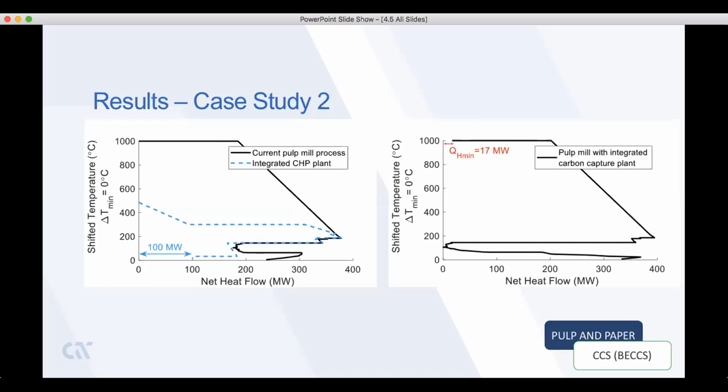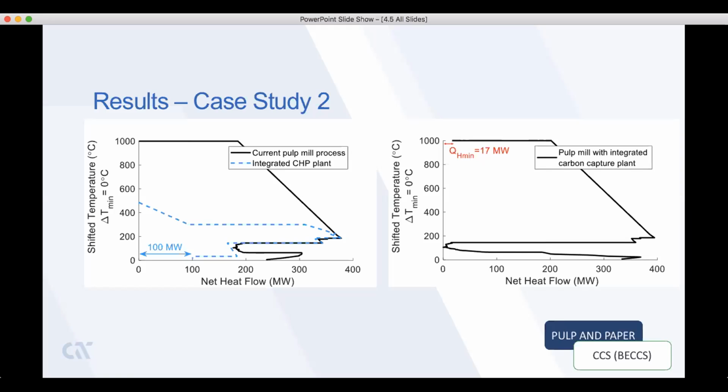Moving on to case study 2, this slide illustrates the GCCs of the existing pulp process on the left and the process after integration of a carbon capture plant to the right. In the existing process, the process-related combustion of black liquor could theoretically cover the entire heat demand of the process, and there is no demand for imported fuels. High-temperature heat from this combustion can also be used for combined heat and power generation, as is illustrated by the dashed blue line, and a significant amount of power, 100 megawatts, can be produced.